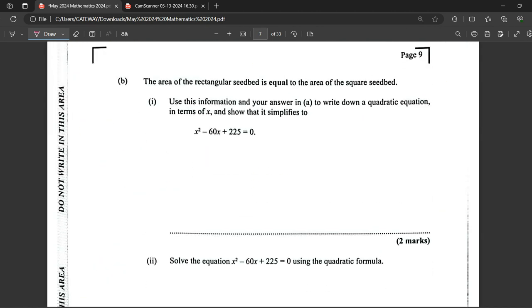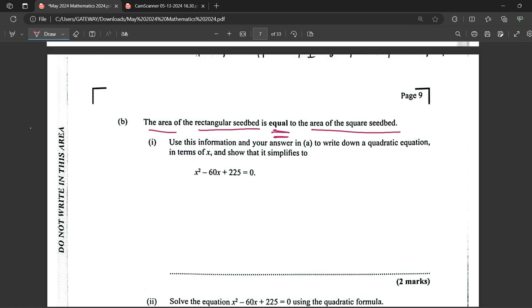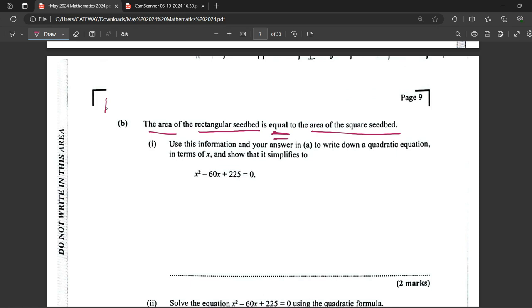Now we're going on to part B here. They say the area of the rectangular bed is equal to the area of the square bed. Very important to note. Now we have the rectangular bed here. The length is 3x, the width is x. So the area will be 3x times x, which will be 6x squared.